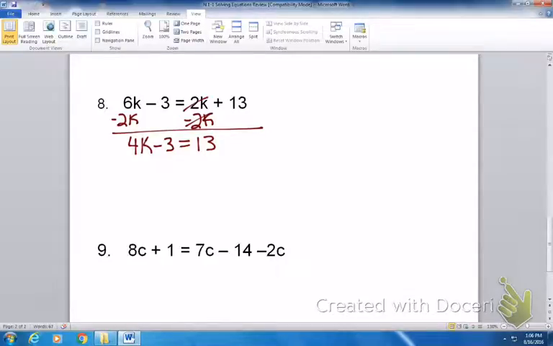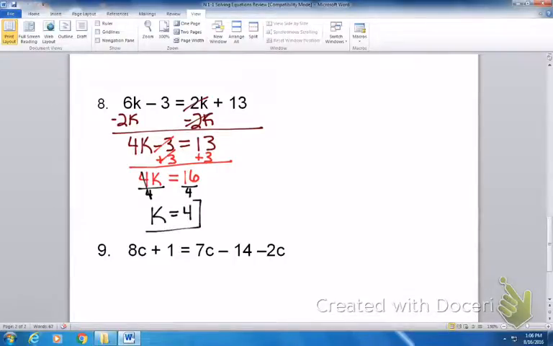I want to use addition or subtraction first, so I'm going to add 3 to both sides. 4k goes down, it's unaffected. Negative 3 plus 3 is 0, so they cancel. 13 plus 3 is 16. Now we have 4 times k equals 16, so we divide both sides by the number. They cancel out, leaves me k. 16 divided by 4 is 4.